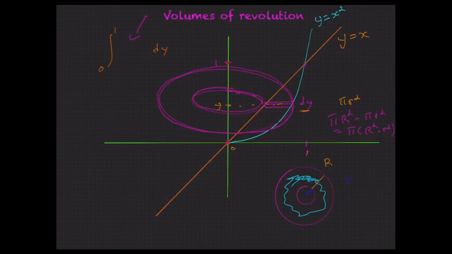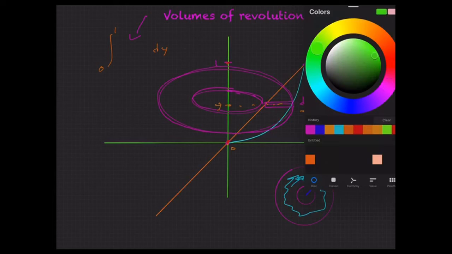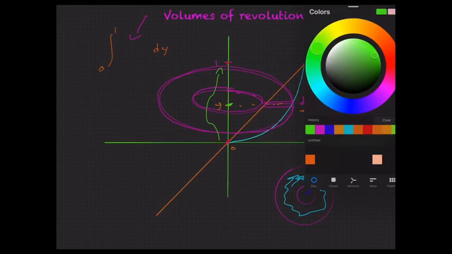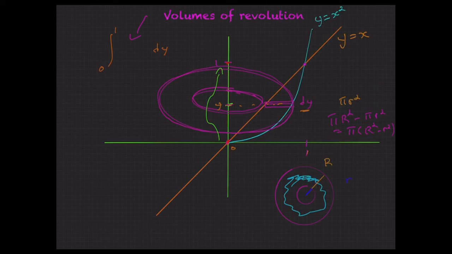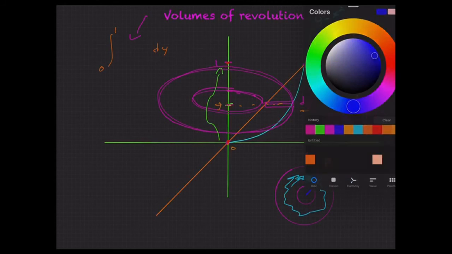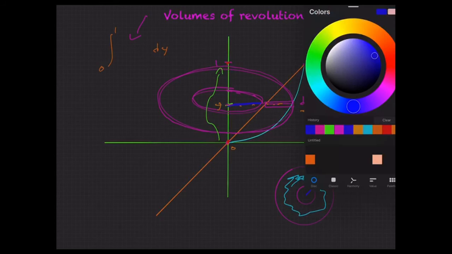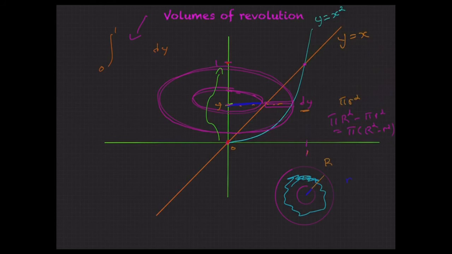But I actually have to figure out what these are. I have to figure out what these radii are at a particular point y. So as I'm going from 0 up to 1, at every particular point y here, I have to stop and say, okay, what is... I'll do the same colors. What is the little radius, little r, and what is the big radius, capital R here?